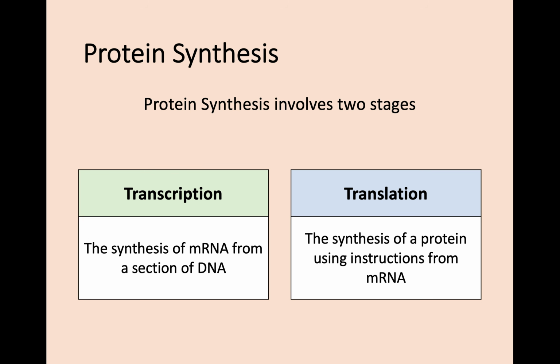The first stage, transcription, is the synthesis or the making up of an mRNA strand from a section of DNA, and that takes place in the nucleus. The second part is translation, and this is the synthesis of protein using those genetic instructions from mRNA, and that's at the ribosome. The way I try to remember the order of these is think of transcribing something as like writing down instructions. It's easier to write down something and then be able to translate it if you're trying to make sense of what it says.